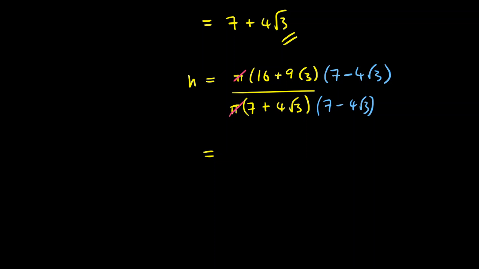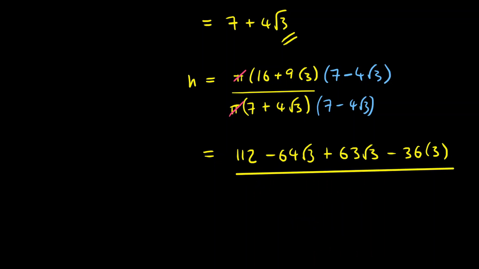So we have got 16 times by 7. I know it says don't use a calculator, but I'm going to do that just to make sure that my arithmetic is right. So that's 112. And then I've got 16 times by negative 4 root 3. So 16 times by 4 is 64, so that's negative 64 root 3. Then I'm going to have 9 root 3 times by 7, which is 63 root 3. And then I'm going to have 9 root 3 times by negative 4 root 3. Well, let's just think about this. We've got 9 times by 4 is 36, we've got minus 36, and then root 3 times by root 3 is 3. So we've got to do 36 there times by 3.